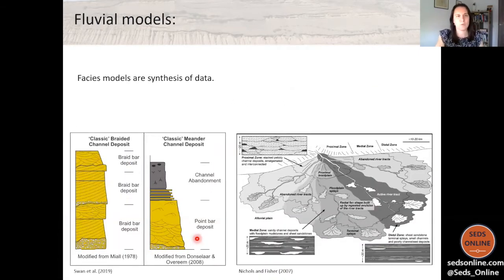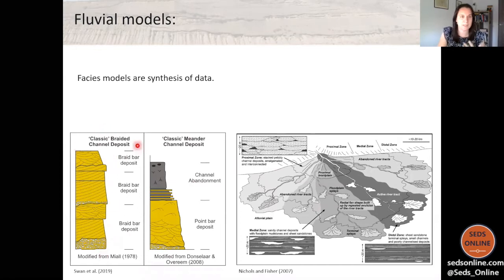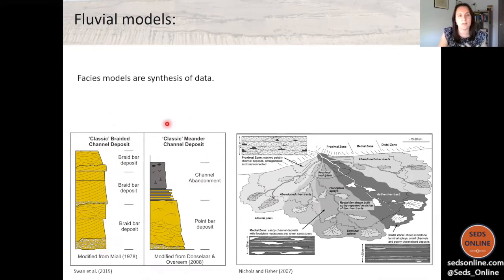And we can have fluvial models and facies models, which help us with this. These models are generally a synthesis of data, and we can have these in different forms. For example, we can have facies models from sedimentary logs, so the classic braided channel deposit or the classic meandering channel deposit, what that should look like in terms of a sedimentary log.